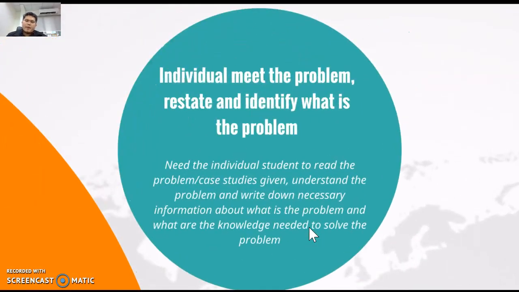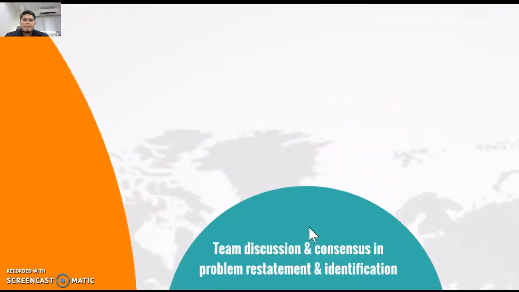So what happens is that when the problem is given to the students, you'll be able to meet the problem individually, and you have to do some small activities alone, which is basically to restate and identify what the problem is all about. So when the problem or case study is given, understand what the problem is, write down necessary information, and therefore identify what are the things that you need to learn in order to solve the problem.